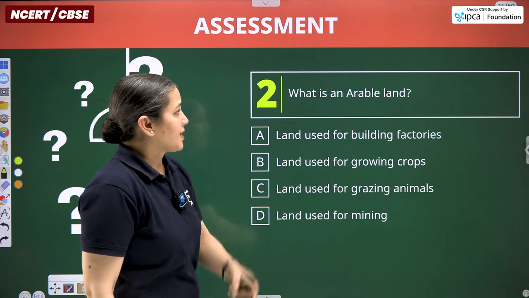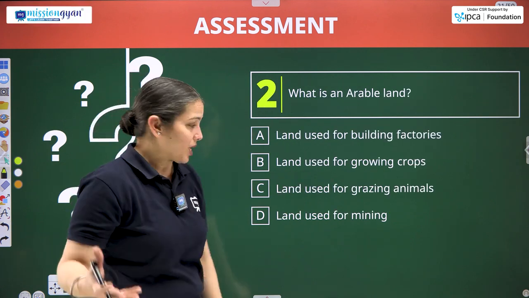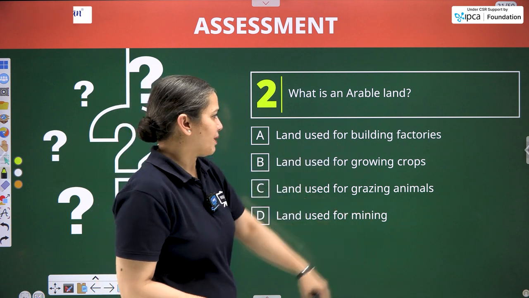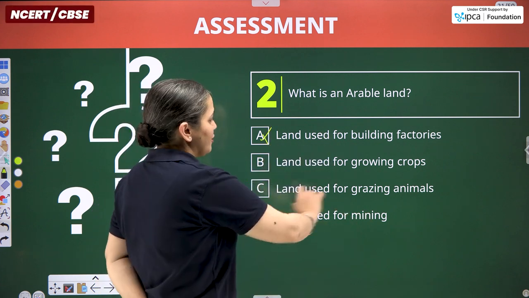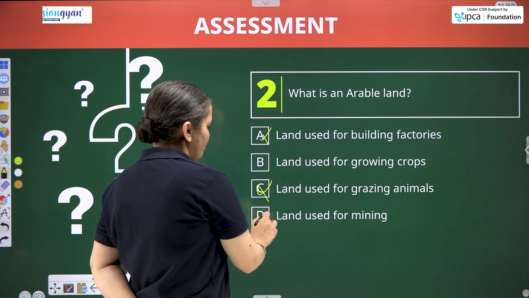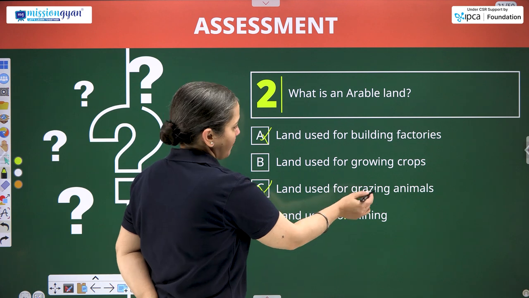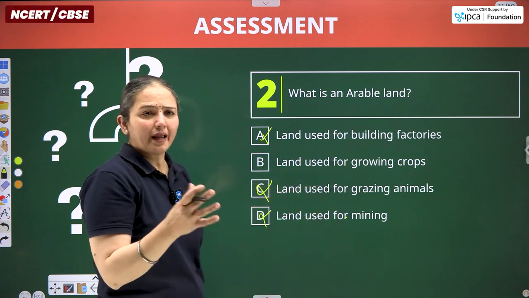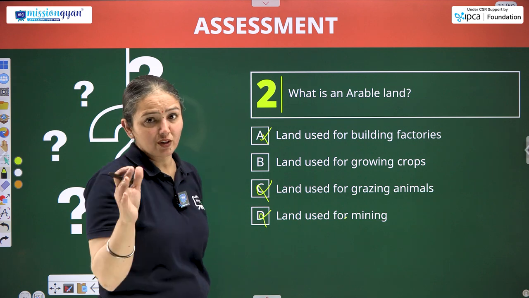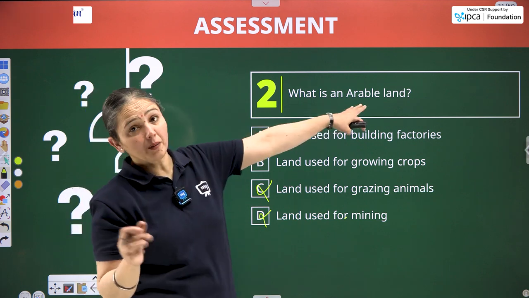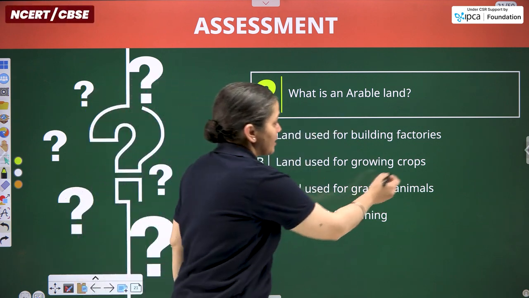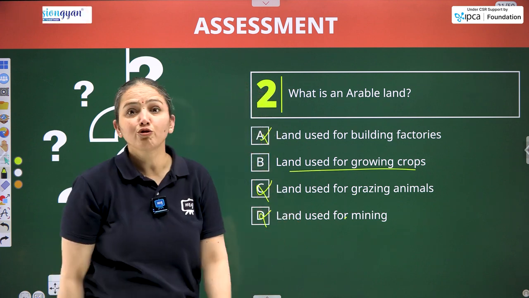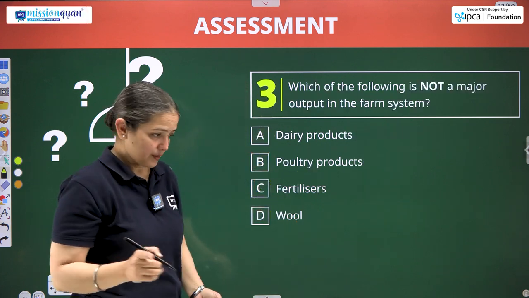Next, what is an arable land? Where the crops can be grown. So let's find out. Land used for building factories? No. Land used for grazing animals, land used for mining, primary. Building factories can come in the secondary part, but it is not related to primary. And over here we are talking about arable land, where the crops can be grown. Land used for growing crops is arable land.